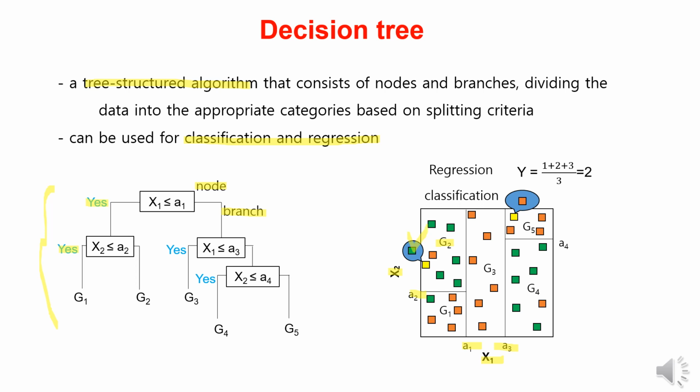In the case of regression, the prediction is made based on the average value of the corresponding region. If the new point belongs to the G5 group, and the values in the G5 group are 1, 2, and 3, the prediction will be the average value, which is 2.